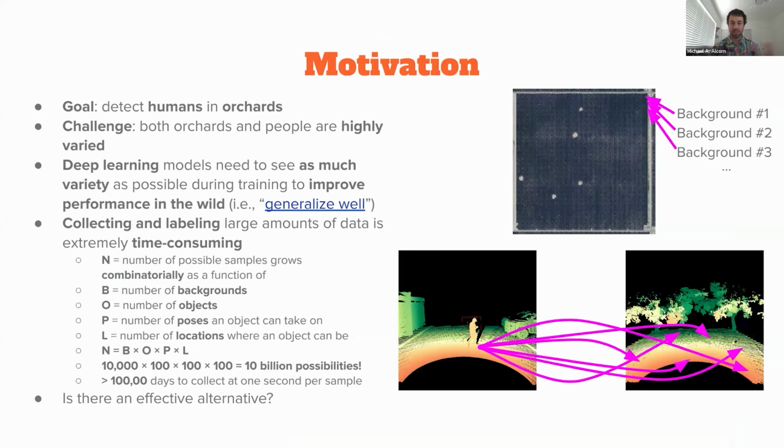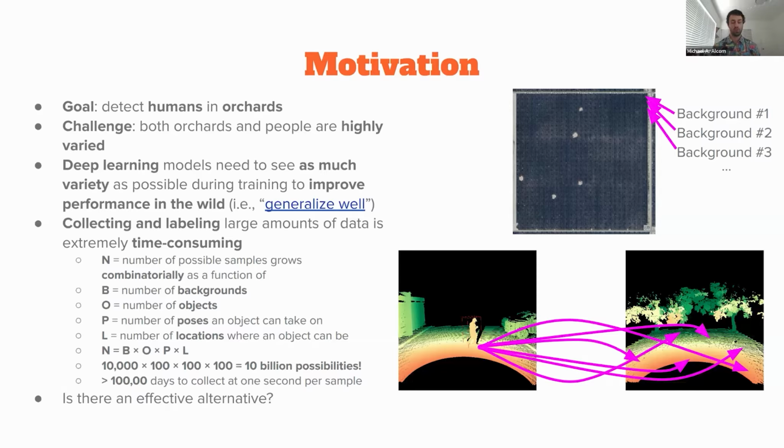And of course, as most people here know, deep learning models need to see as much variety as possible during training to improve their performance in the wild. So if we want the models to be able to generalize and work in all different types of orchard environments, we need to expose them to as much data as possible. The main challenge here, though, is getting all of that data. Things like ChatGPT have a huge amount of data on the internet just available to them from the start, right? In our case, we're not so privileged. So we need to think about how we can get a bunch of data of humans in orchards.